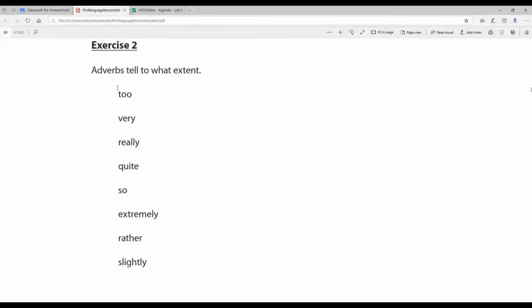This too means it's an adverb, and it means too much or also. T-O-O, too much or also. Like "I love you too," you would use this because it means also. Or how about "that's too many potatoes." That means too much, so you'd use this kind of too. So this is an adverb. Very, really, quite, so, extremely, rather, and slightly.